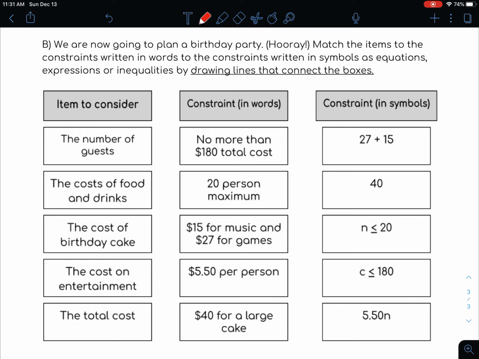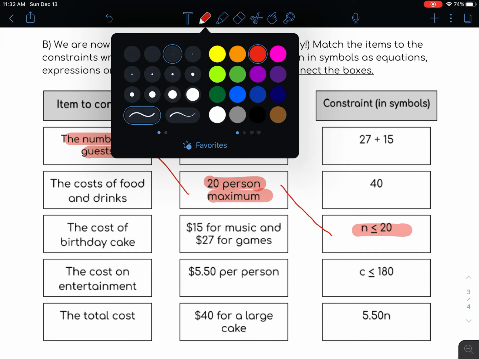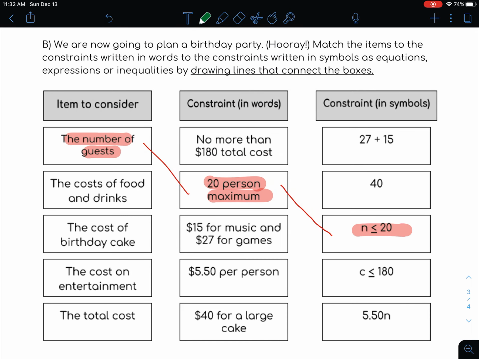So the number of guests. All right, so number of guests. Look at the second column. Think about, okay, which one is talking about a constraint in words for the number of guests? Looks like right here, a 20-person maximum number of guests. That seems to make sense. And that means that the number of people has to be less than or equal to 20. Notice that's what that says there. So let's go ahead and highlight that. Number of guests, 20-person maximum, which means as a symbol, as an inequality, n has to be less than or equal to 20.